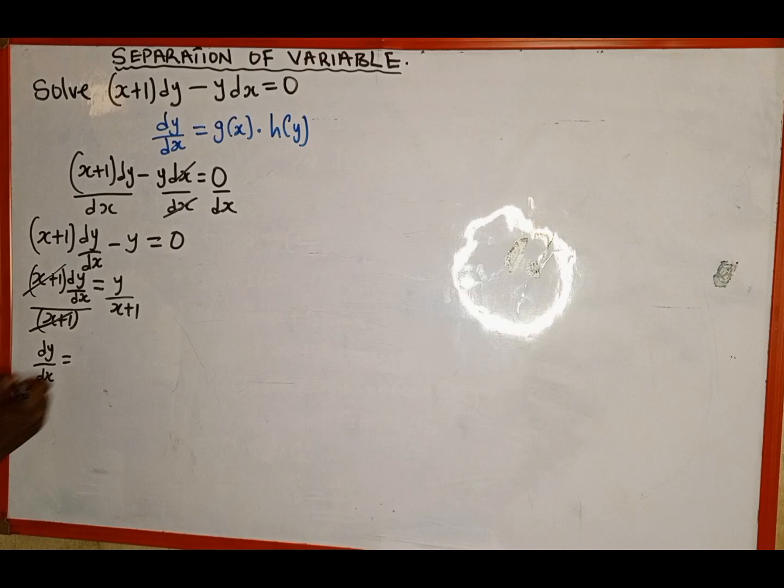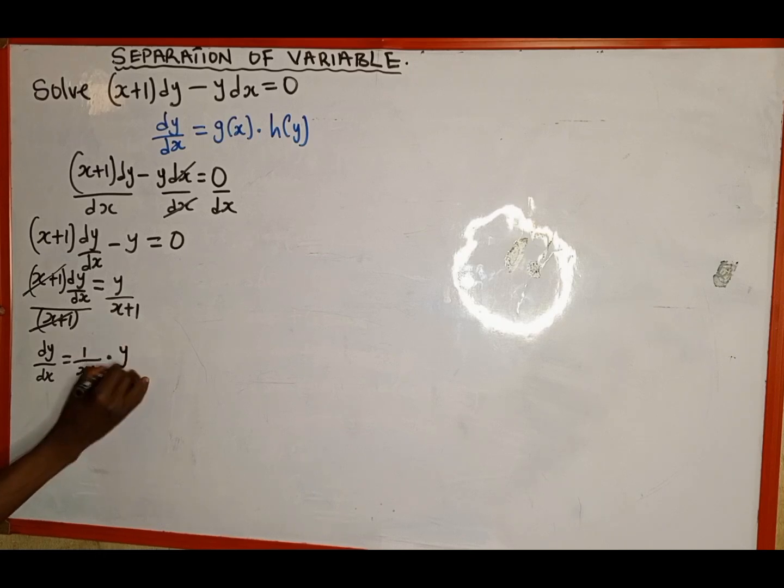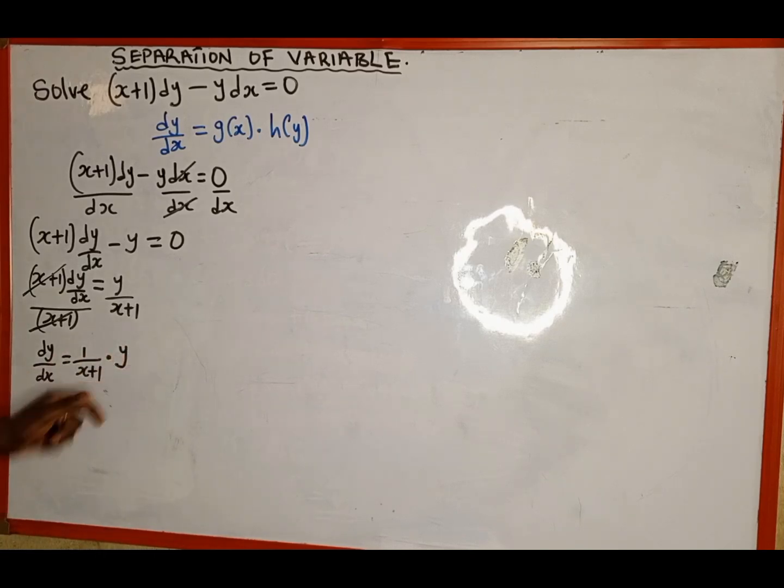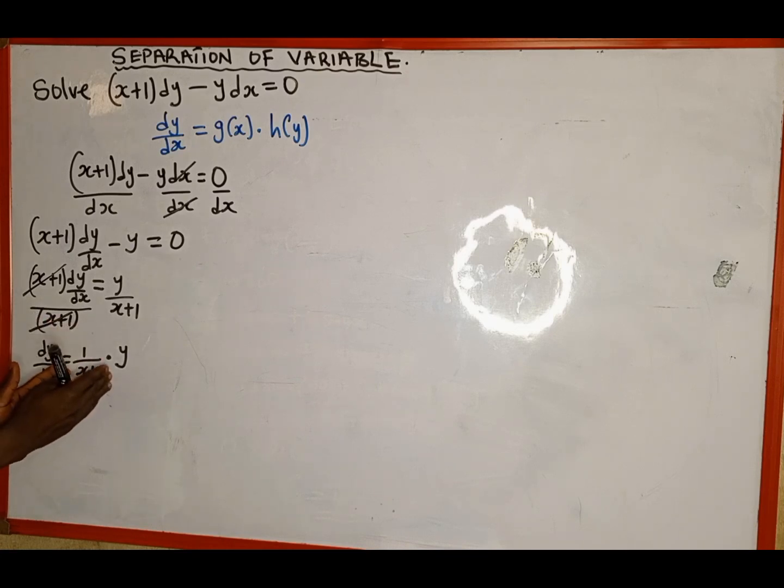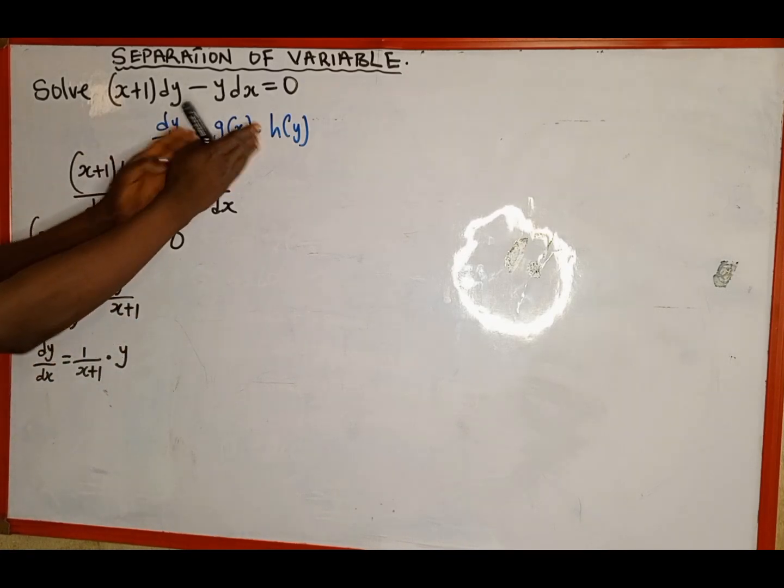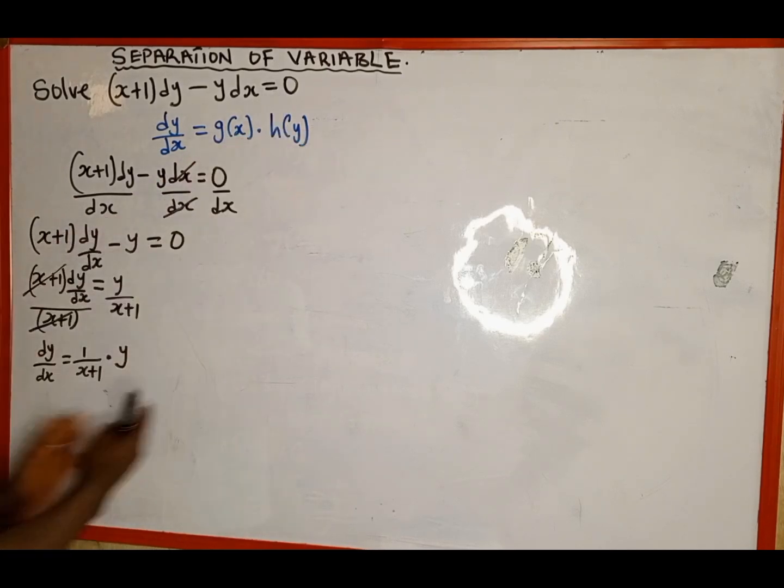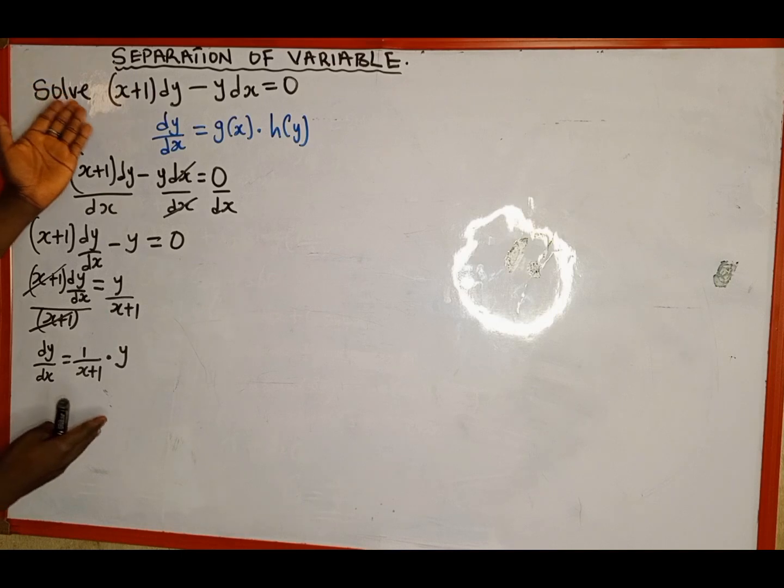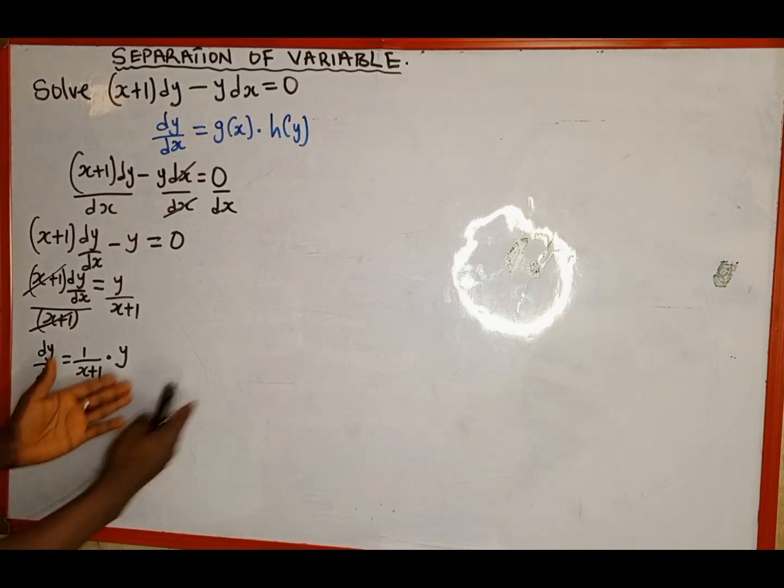And this y over (x + 1) can be written as 1 over (x + 1), then multiplied by y. If you multiply 1 by y, it will still give us back this. So you can see this function is successfully separated. This is 1 over (x + 1) in terms of x, multiplied by h(y), y in terms of h of y. So this given differential equation can be solved using separation of variables.